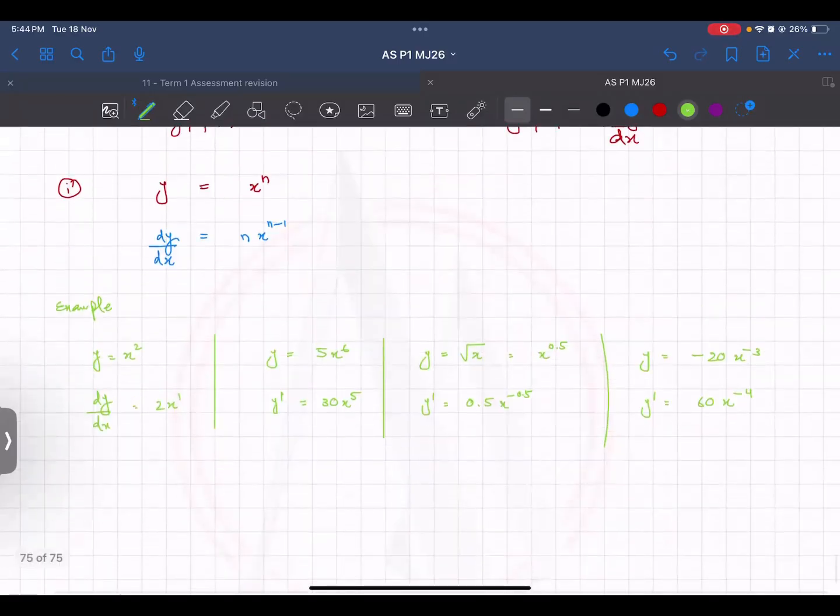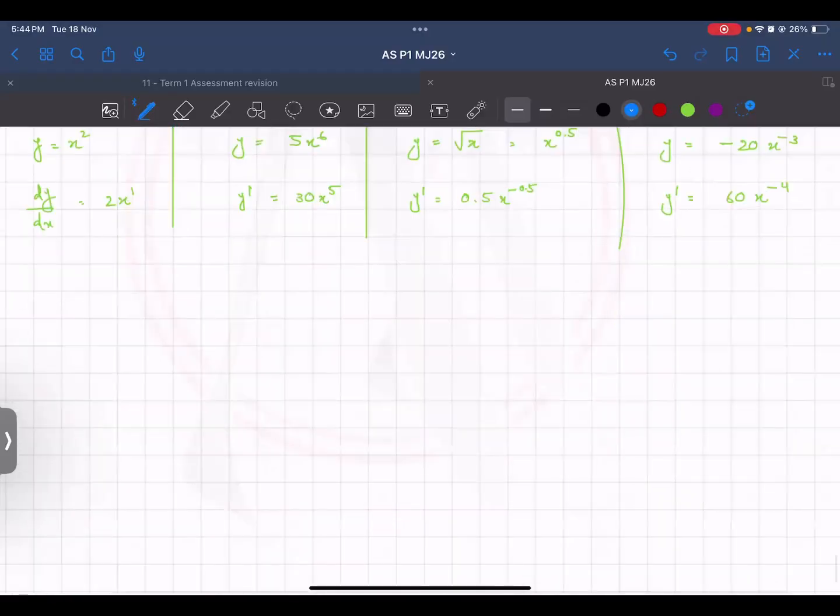Then another rule, a simple one that you will need: y equals a constant. Let's suppose you are differentiating a constant. The derivative of a constant is always 0. If it is a million, if it is minus 5, minus 10, 6, 14, if it is a constant, the derivative will become 0.